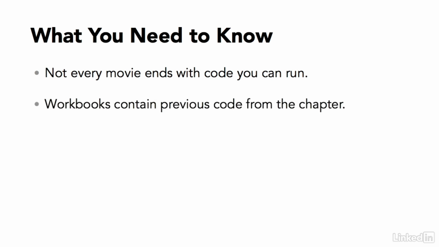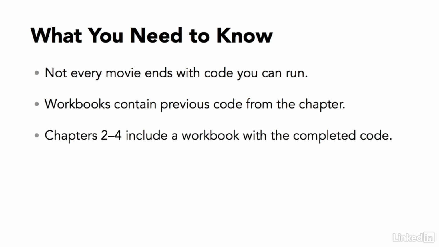However, the workbooks will all contain the previous code from the chapter. So when we are building our solutions, especially in chapters 2 through 4, you will find that each subsequent workbook contains the code that you need. And finally, chapters 2 through 4 also include a workbook with the completed code for that chapter. So you don't have to worry about making one mistake and having it cascade throughout all of the movies in the chapter. The code will be there for you to work with and to examine.